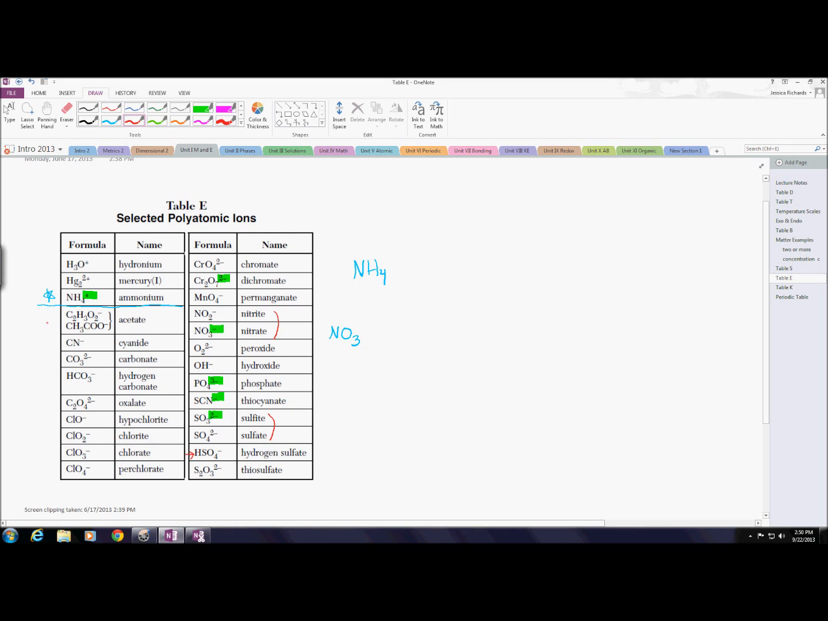Acetate looks funny, and there's two different ways of writing an acetate polyatomic ion. Both of them contain 2 carbons, 3 hydrogens, and 2 oxygens, and have a charge of -1. So they're the same thing. This top way is the inorganic way of writing acetate. This bottom way is going to be the organic chemist way of writing acetate.